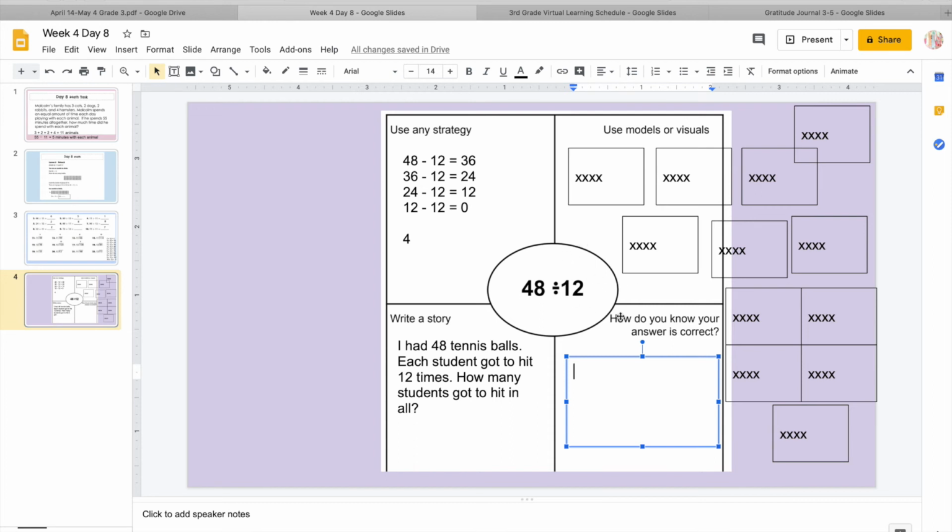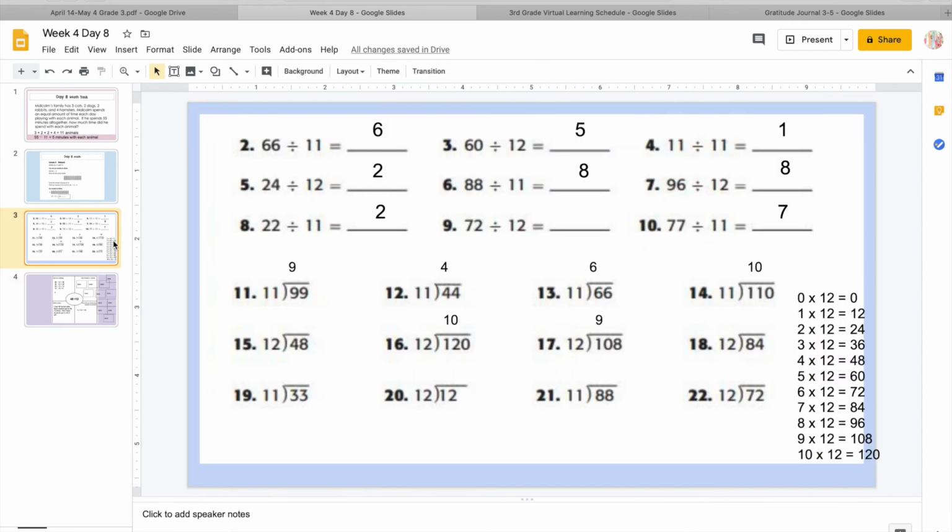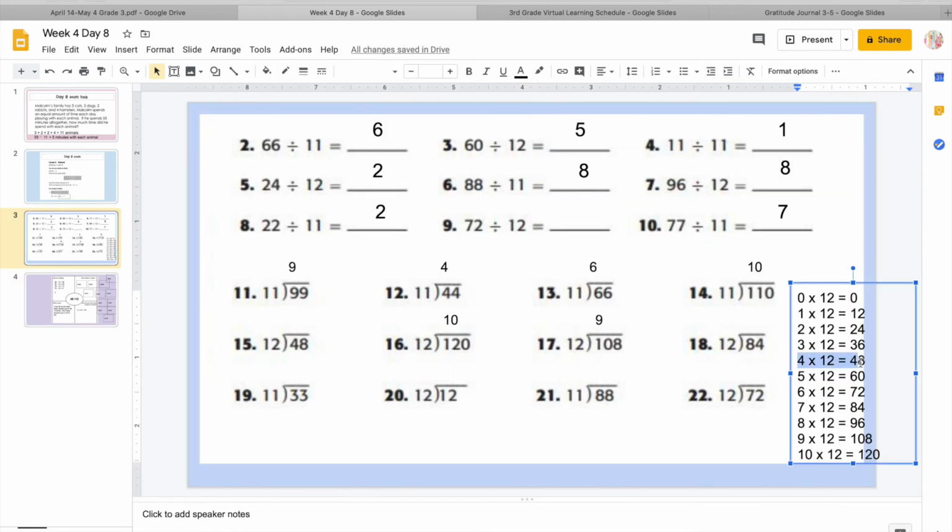So I always start with my answer, 4. I'm going to multiply by my next number, because remember, we go backwards, times 12, and it should equal 48, which it does because I know over here, boom.